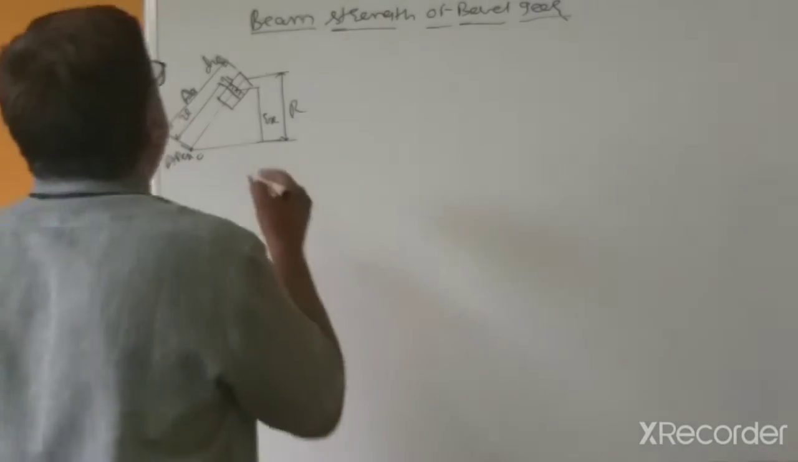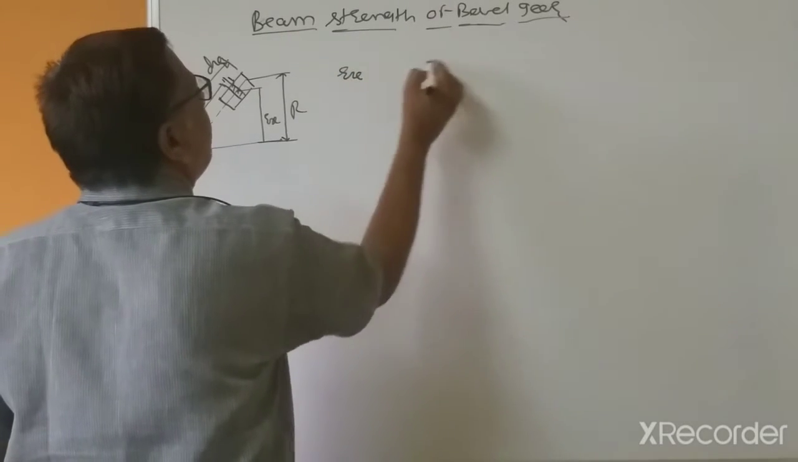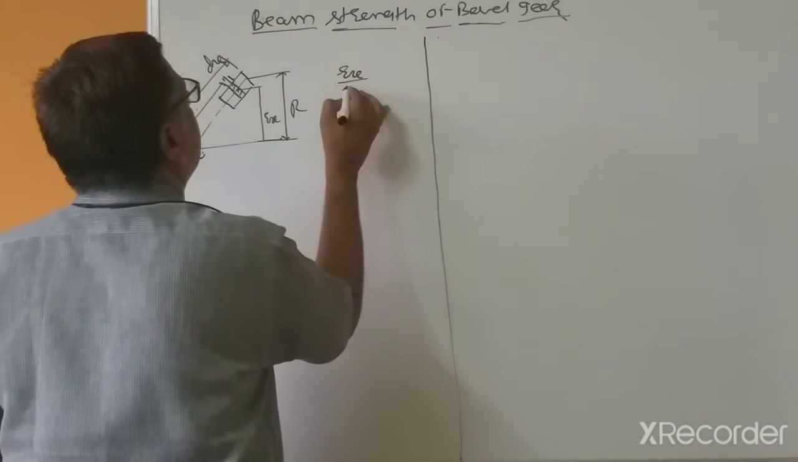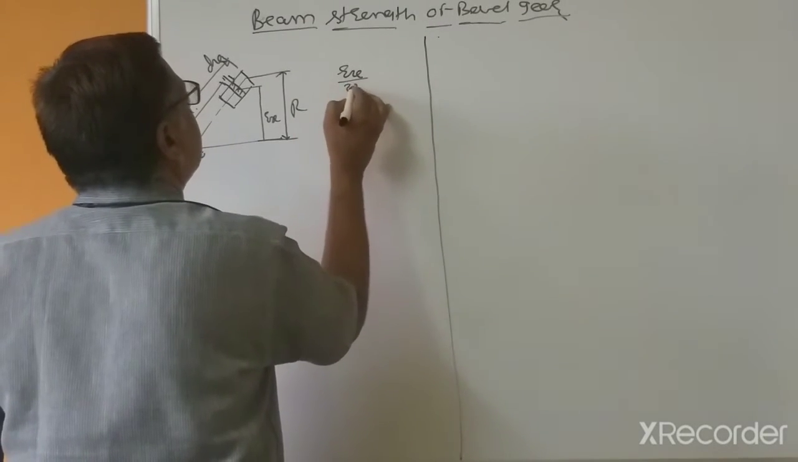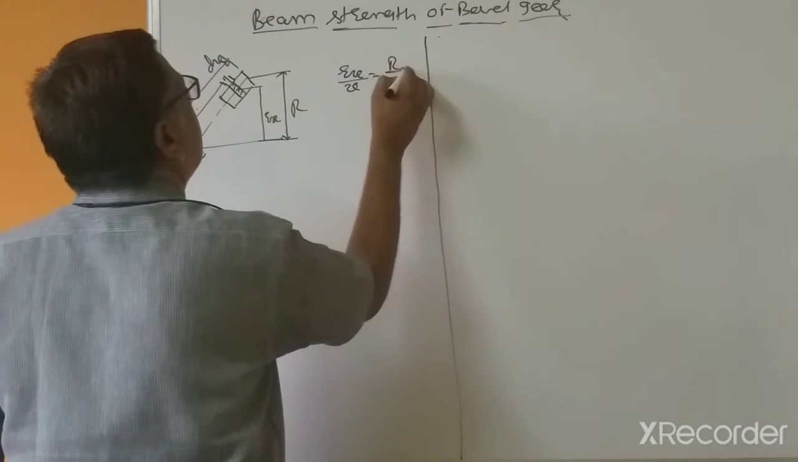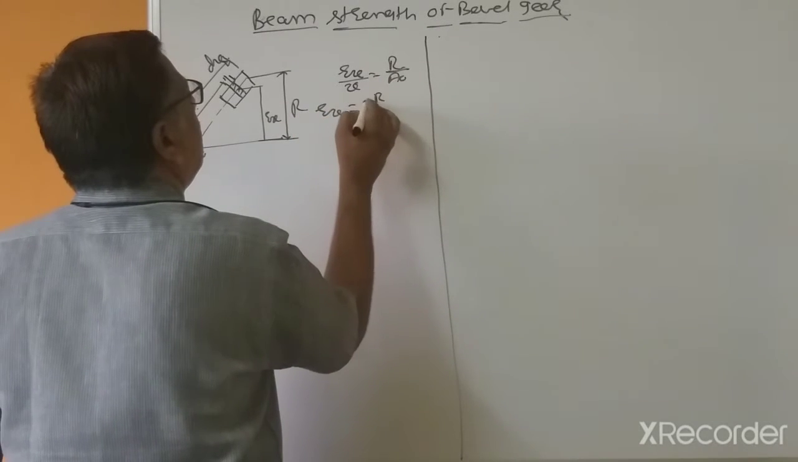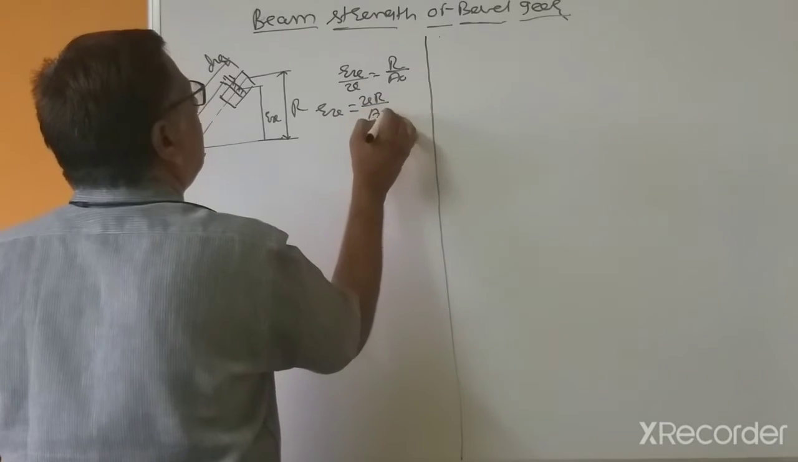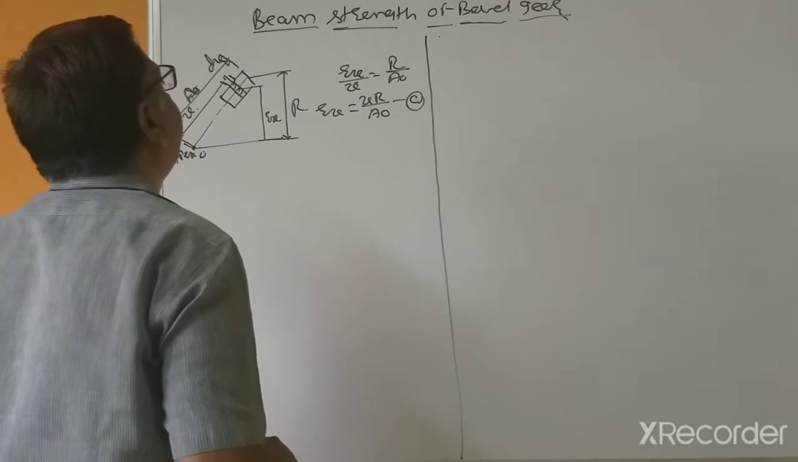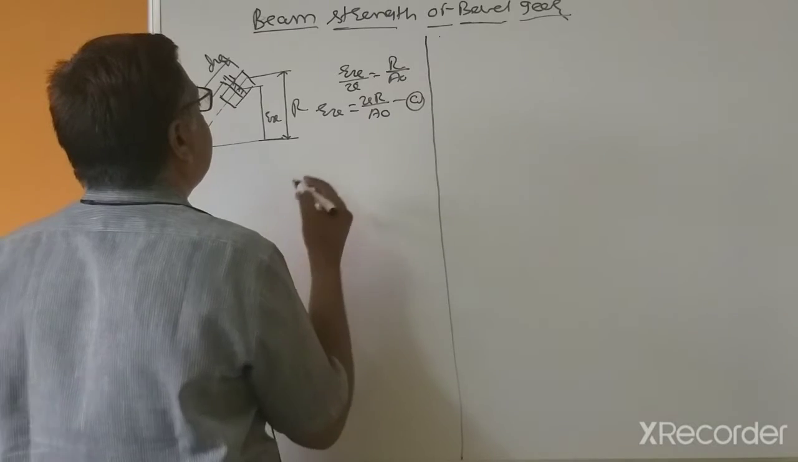By comparing the triangles, Rx divided by x is equal to R divided by A0. So Rx equals x into R divided by A0. Suppose this is equation A.